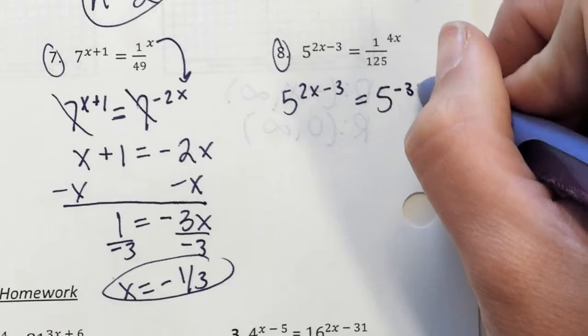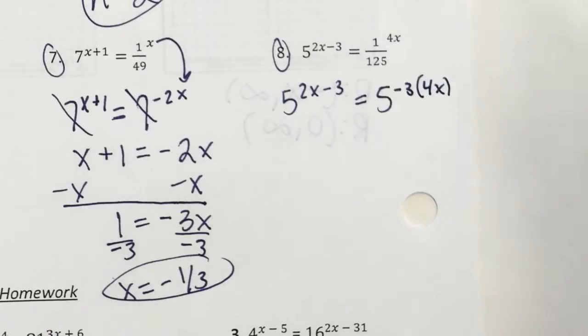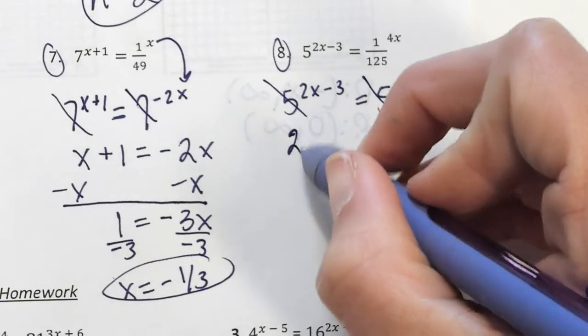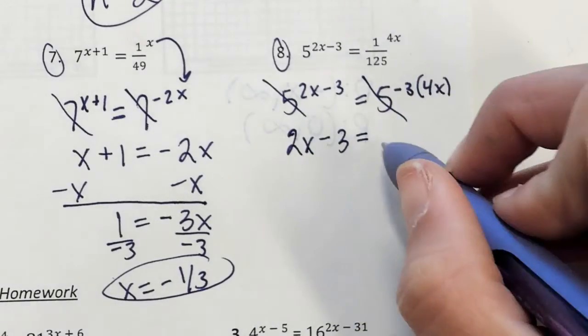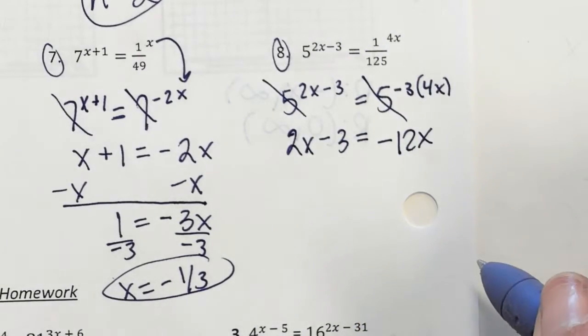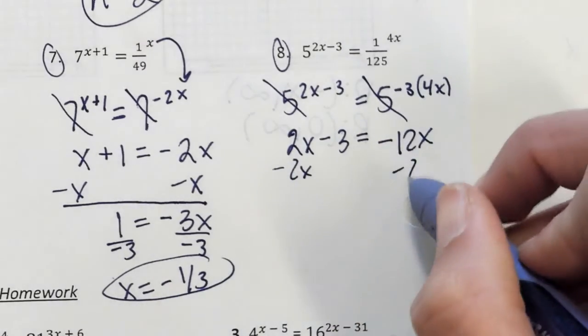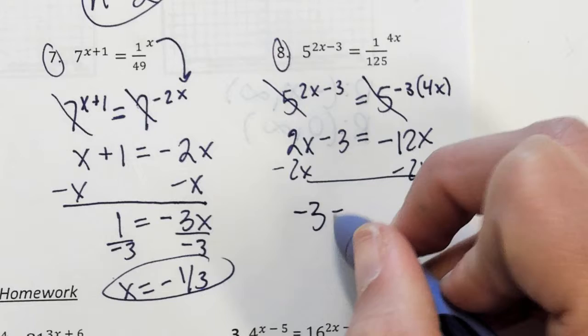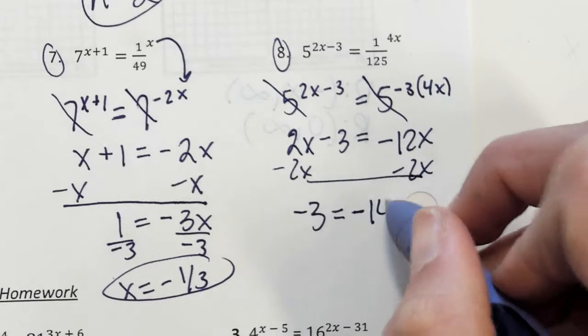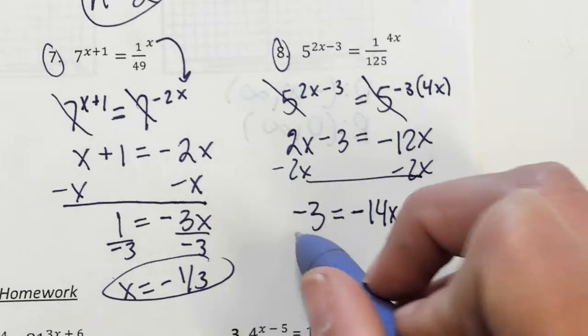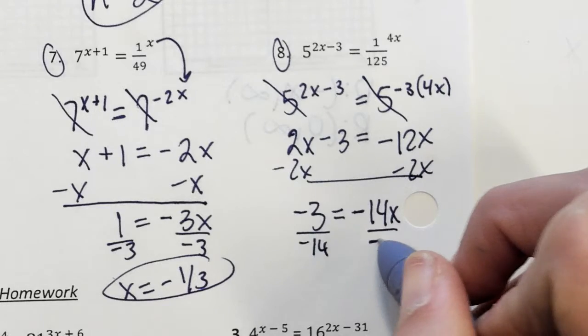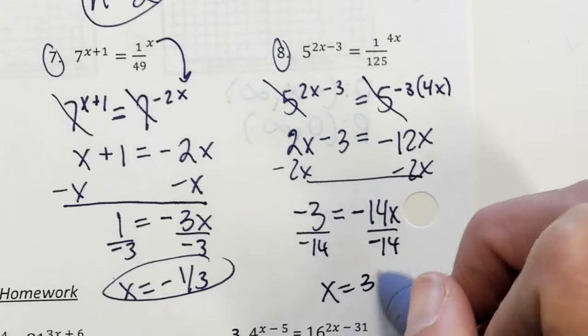So I'll have 5 to the negative third. I also have to bring down my what? 4x. So I cancel them. I'll get 2x minus 3 equals, and now I need to move by. Very good. So I get negative 3 equals, and now I would divide by. Very good. So my answer, good.